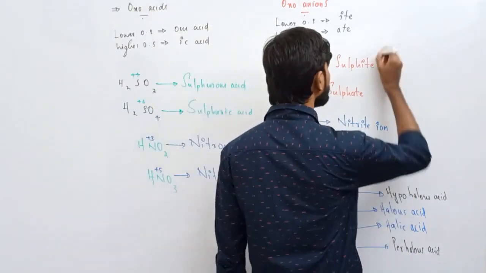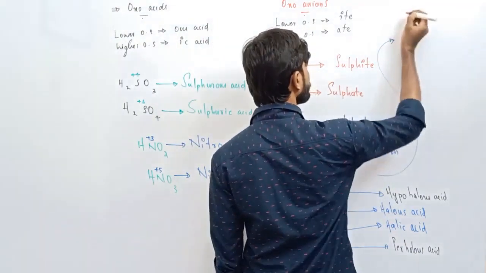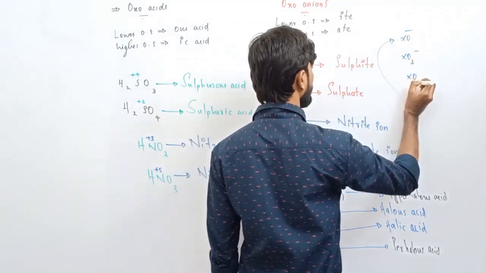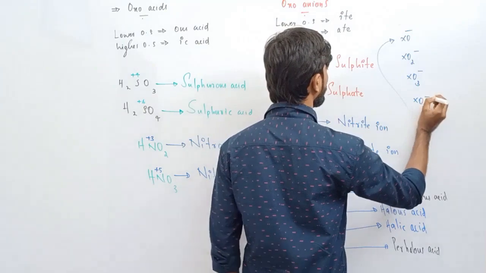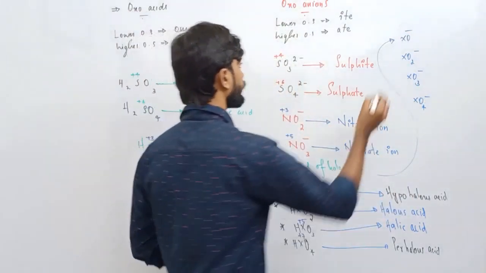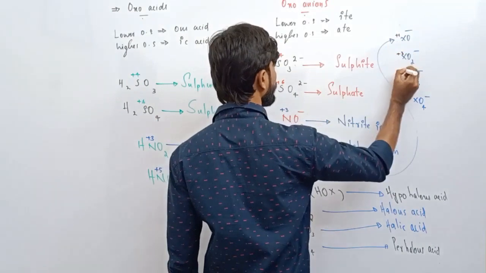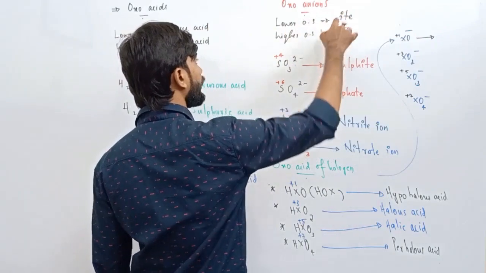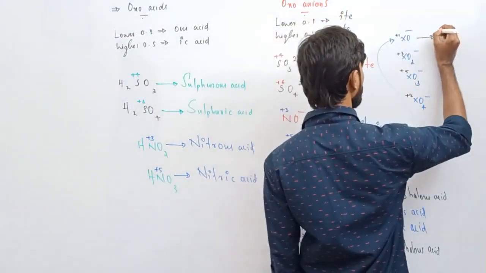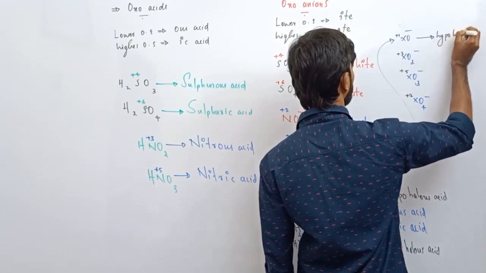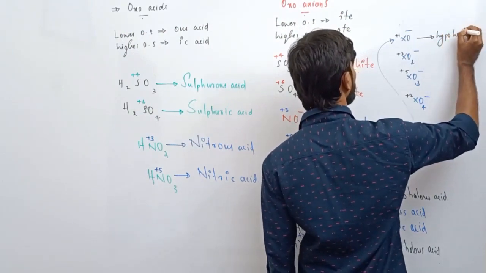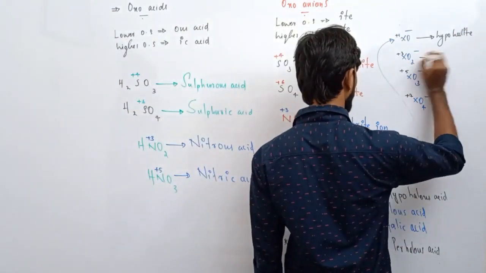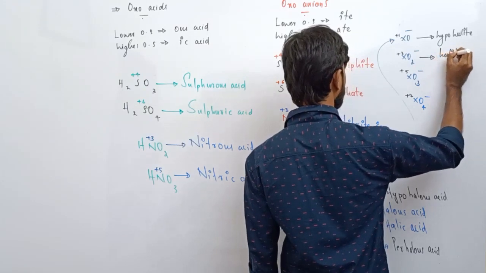Ready? Then what about its corresponding oxoanion? XO minus, XO2 minus, XO3 minus, XO4 minus. What about the names? In XO minus that is +1, here +3, here +5 and here +7. So lowest will be ite, highest will be ate. So this is the most lowest one, so this is hypohalite. And this is the simple lowest one, so this is simply halite ion.